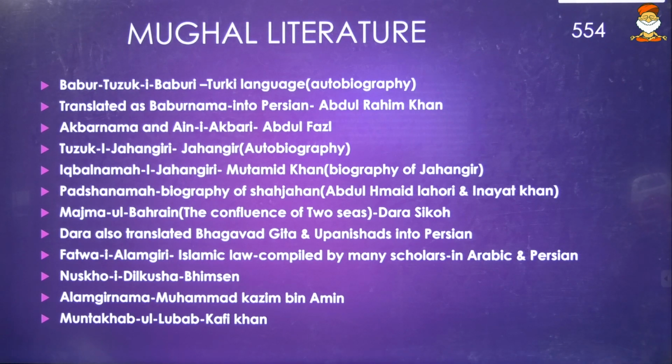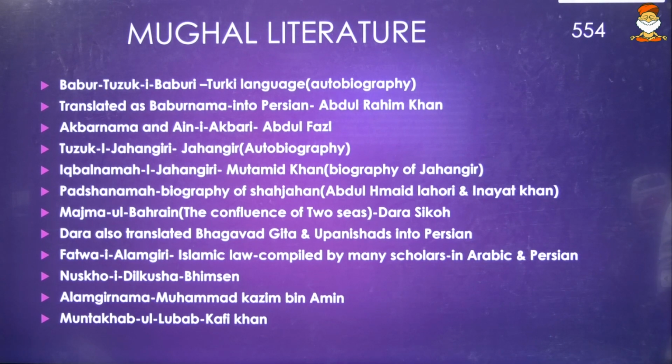Then again, Ain-i Akbari and Akbarnama were written by Abul Fazl. Then Jahangir's autobiography by Jahangir himself, Tuzuk-i Jahangiri. Most of them are in Persian only. Then Iqbalnama-i Jahangiri by Mutamid Khan. It's a biography of Jahangir.